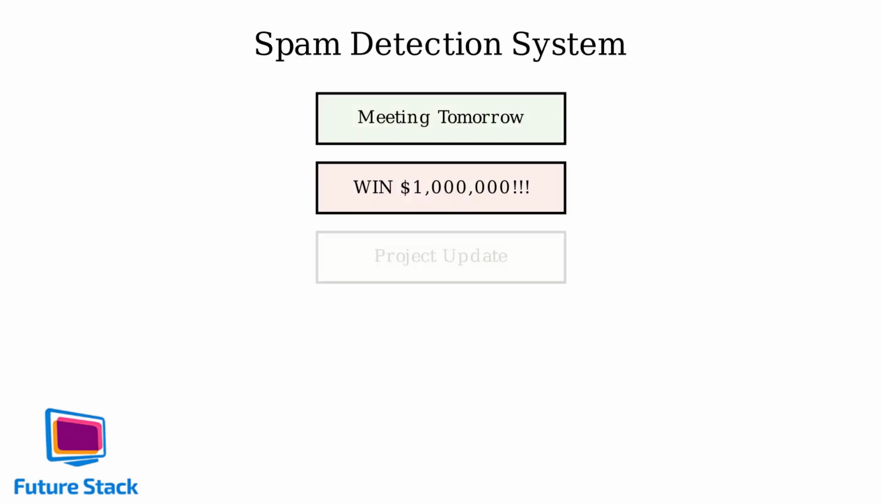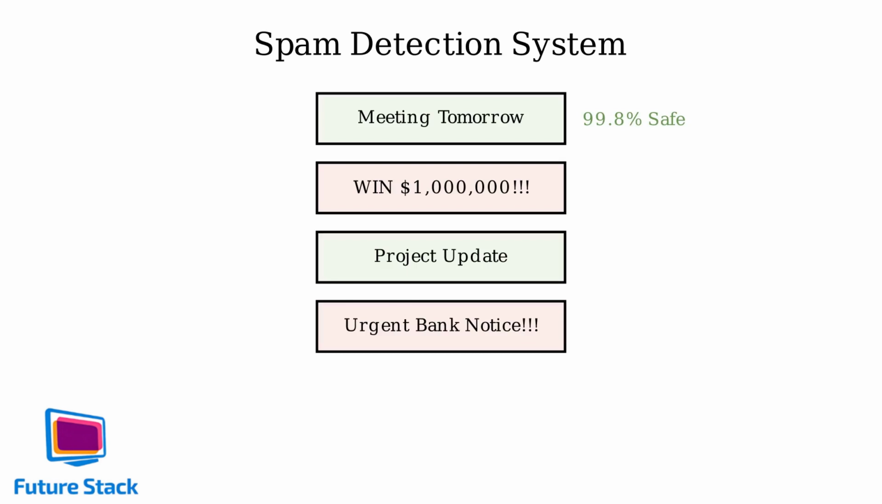Let's explore how machine learning helps filter spam emails from your inbox. The system analyzes various features of each email and assigns confidence scores to determine if it's spam or legitimate.